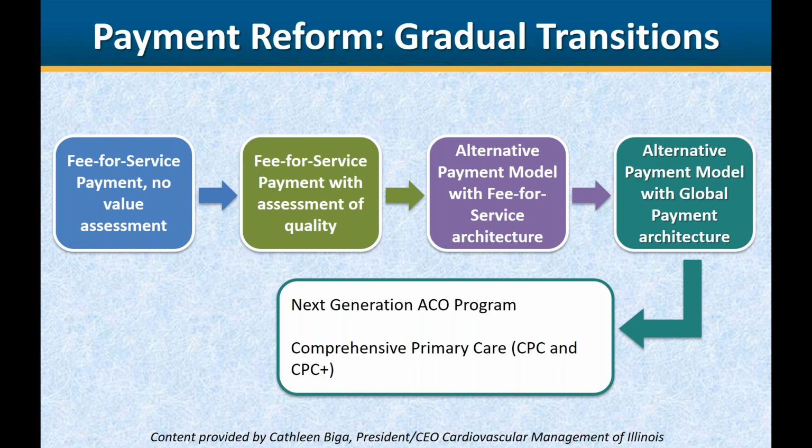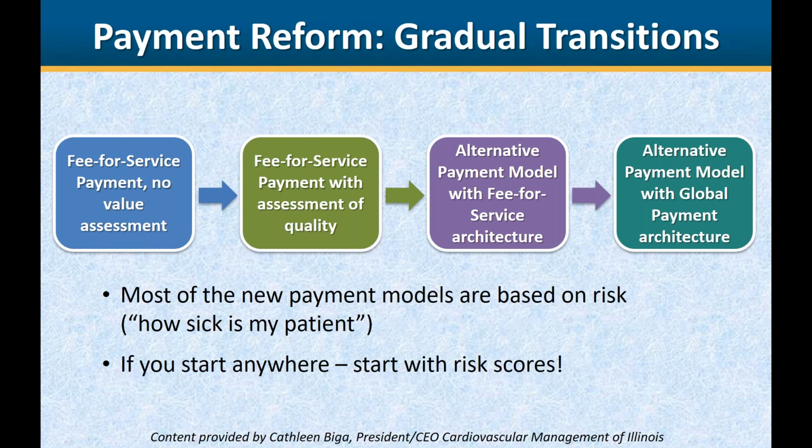This shouldn't be a surprise to anybody. But like I said, if you just spend a couple of minutes with these slides and the handouts, I think it'll really be helpful to you to understand where things are going. And now this is the payoff. This is why I think the risk adjustment is so important, because almost all of the new payment models are based on risk. How sick is my patient? And actually the risk score means two different things. It means how sick is my patient, but it also means how much resources am I going to have to expend to care for this patient?